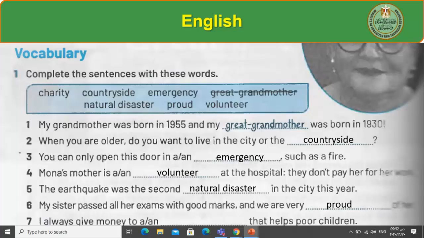I always give money to a charity that helps poor children. Okay, yes, charity.